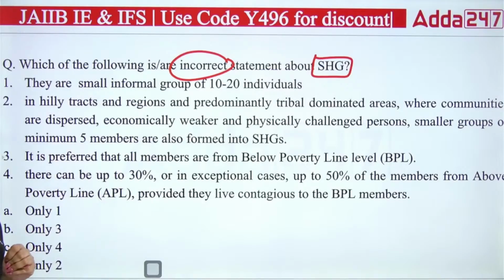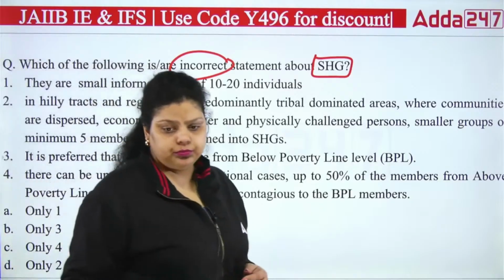So which of the following is our incorrect statement? You have to answer only 1, only 3, only 4, only 2. So definitely one statement is wrong, but which statement is wrong? A, B, C or D?